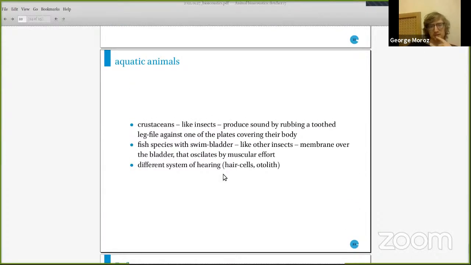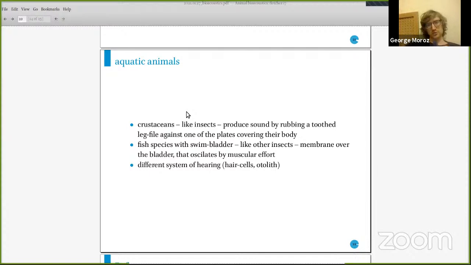And the last slide over here is aquatic animals. So crustaceans like crabs, they do more or less like insects. They produce sound by rubbing a toothed leg file against one of the plates covered over the body. So this is what we had, like this.